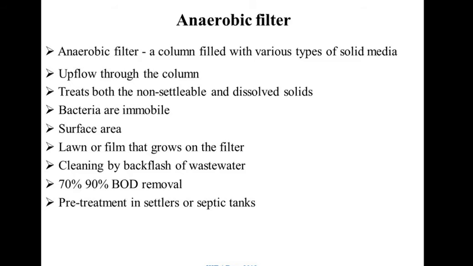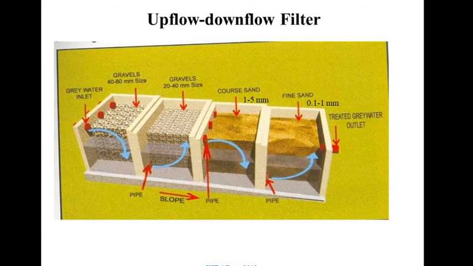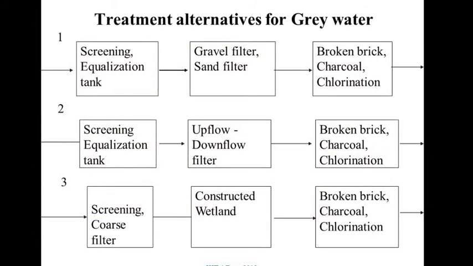It is an anaerobic filter, a column filled with various types of solid media. This upflow downflow filter consists of gravel and sand, coarse sand and fine sand. Gravel size varies from 40 to 60 mm. Then gravel of size 20 to 40 mm. Coarse sand size varies from 1 to 5 mm, and at the end fine sand, which has size 0.1 to 1 mm, very fine sand. So these are the various treatment alternatives for grey water.